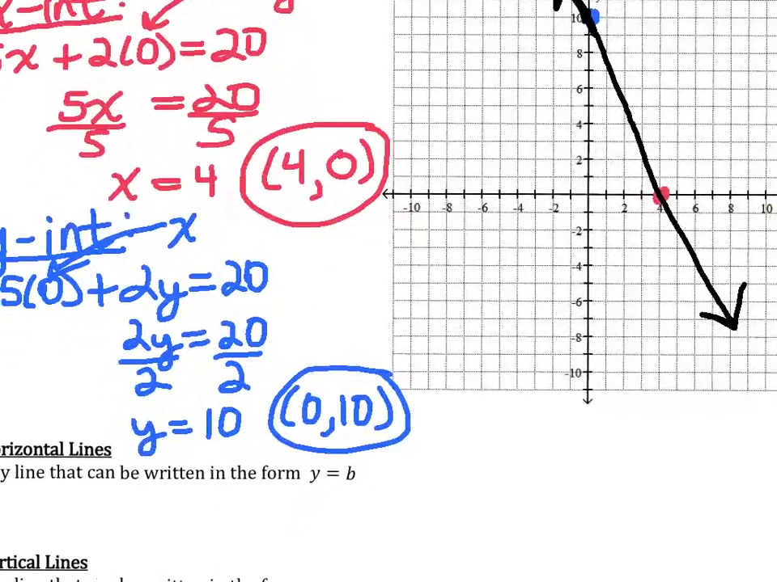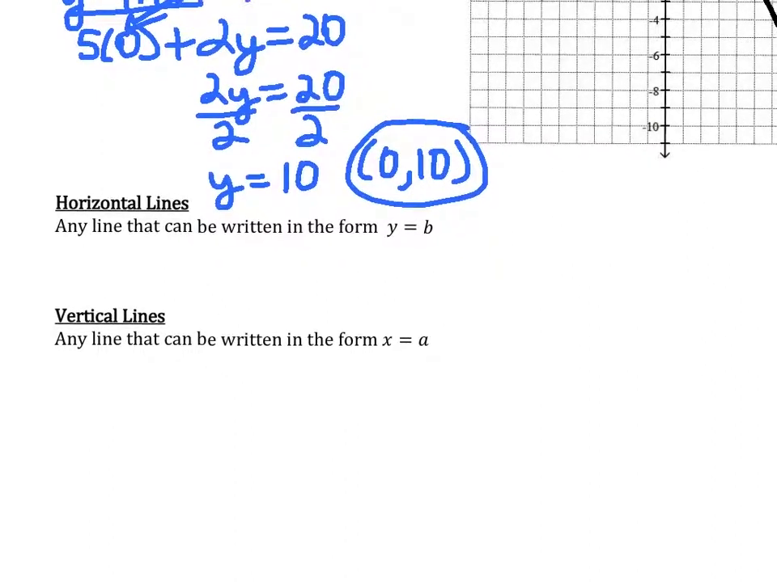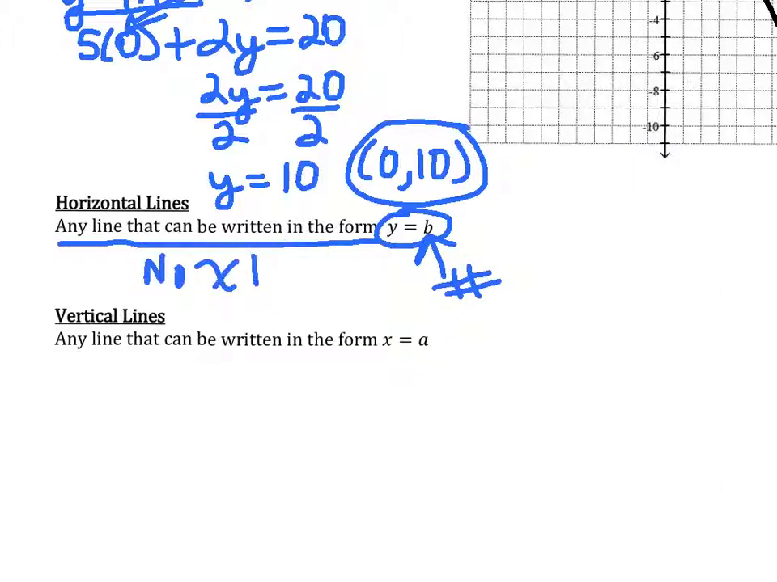All right, what I want to do now is talk about lines that are a little bit different. I want to talk about equations of lines that are horizontal and equations of lines that are vertical. Horizontal lines always come in the form, and this says any line that can be written in the form y equals b. B is going to be some number. Notice that there is no x in this equation. It's just y equals some number, and I'm just saying b. That tells us that we're going to have a horizontal line. So anytime we have y equaling some number, we have a horizontal line.